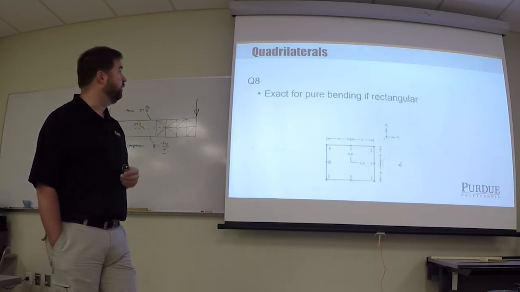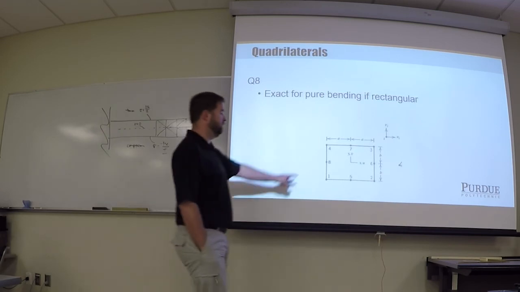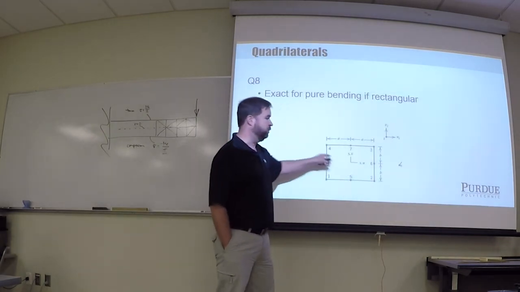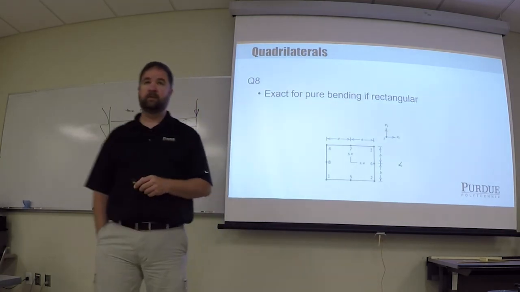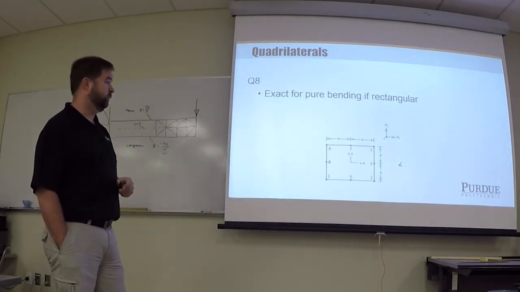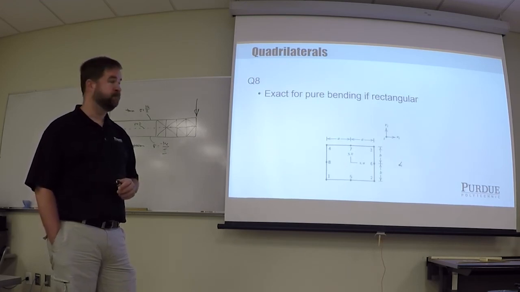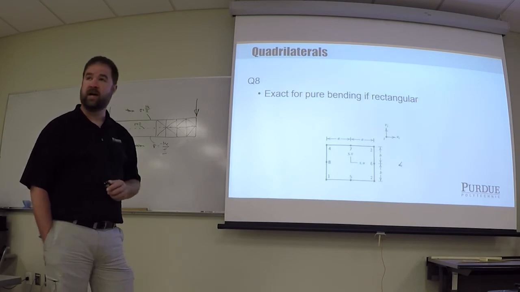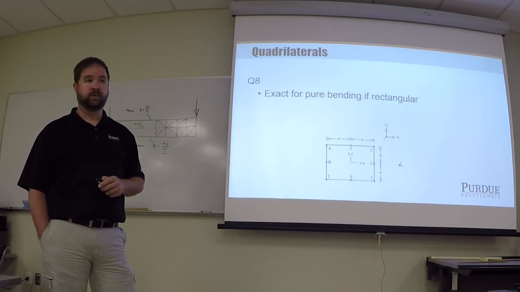So to improve that, we have a Q8. Q8 has the mid-side nodes, so it's a rectangle, but it has 8 nodes. It should give you exact results in bending if the shape is rectangular. Okay? SolidWorks does not have quadrilateral elements. So we're stuck with the triangles.